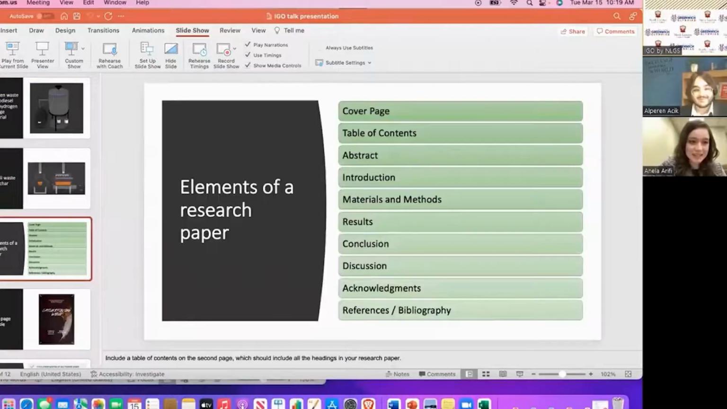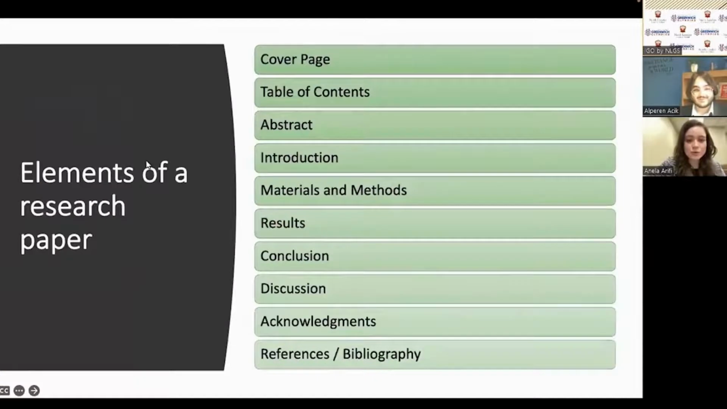So I will quickly again share my screen. And I will try to go through these elements quickly, but at the end, if people have more detailed questions about this, I would be very happy to answer them. So here on this list, you can see the elements that you will need to have in your research paper for IGO or other Olympiads, and I will try to guide you through all of these.